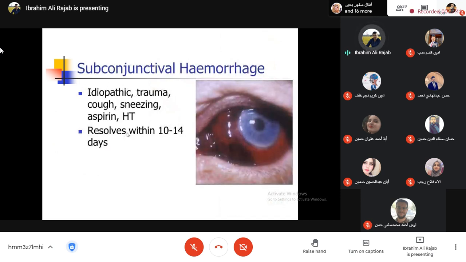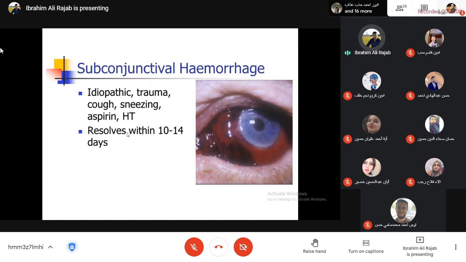So what is the treatment of subconjunctival hemorrhage? We should examine for the cause of subconjunctival hemorrhage. If it is Valsalva maneuver, we just reassure the patient that the hemorrhage will be absorbed by the body, and the hemorrhage will disappear in 10 days to 2 weeks.